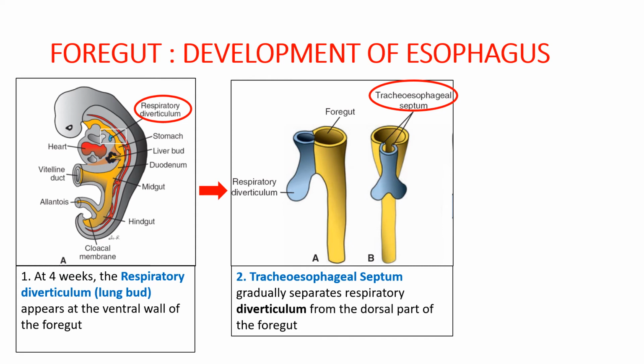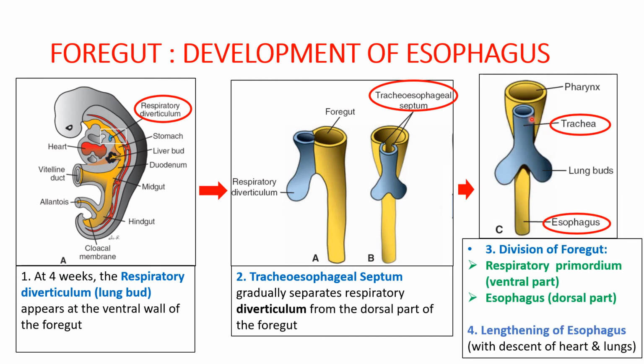So finally, with the tracheoesophageal septum, a complete division of the foregut takes place into a respiratory primordium, which is the ventral part, and the dorsal part, which is going to develop into the esophagus. Now, the next process is the lengthening of the esophagus. So the esophagus then lengthens, and this lengthening of the esophagus is brought about by the descent of the heart and lungs. So we are done with the development of the esophagus.